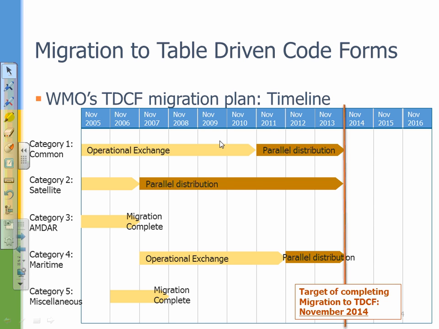I can't say it won't happen, but in the foreseeable future, other common and satellite data is not going to XML. That's not the problem. But the aviation data, except for AMDAR, is going to XML. So you don't need to migrate to TDCF, just going to XML. Yes, that's the important part.